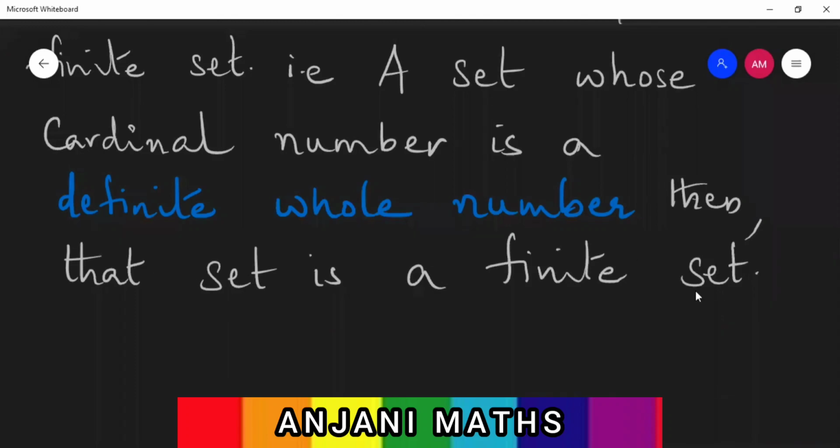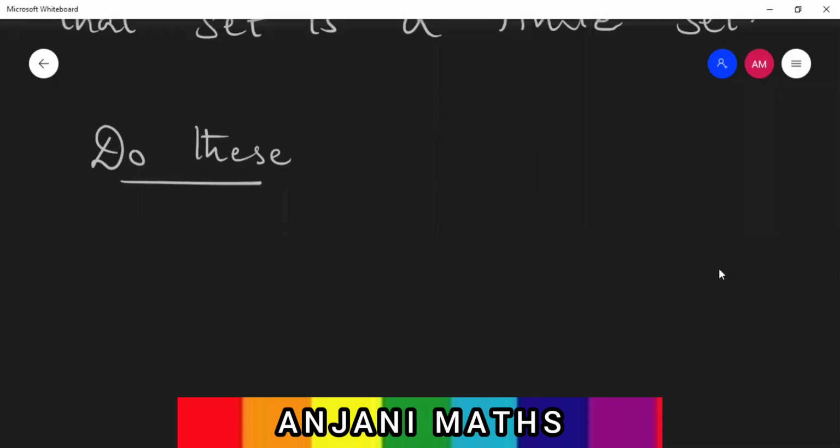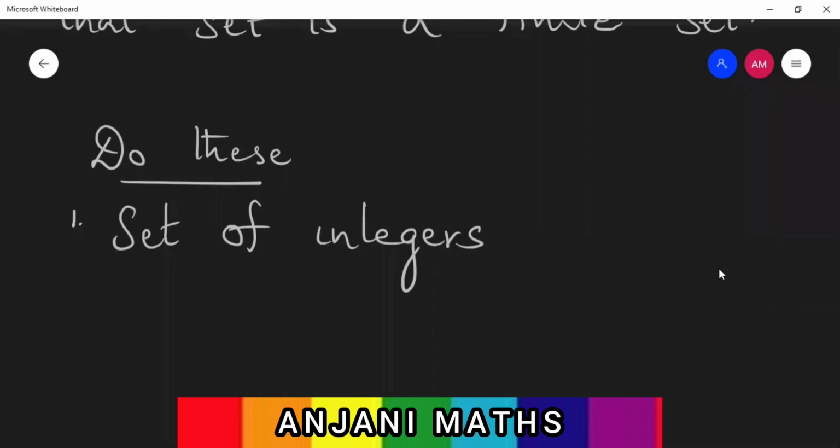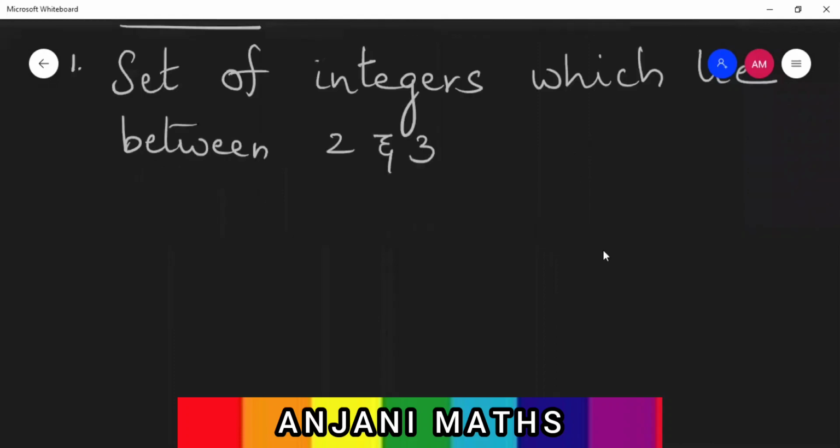So let us solve some examples. Do this from your exercise, from your textbook. Which of the following are empty sets? Justify your answer. We have to identify whether the given example is an empty set or not. Set of integers which lie between 2 and 3.